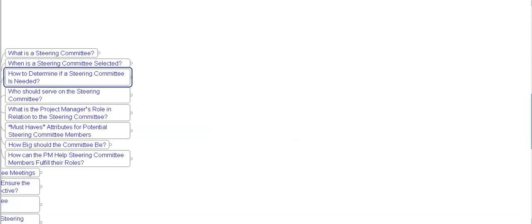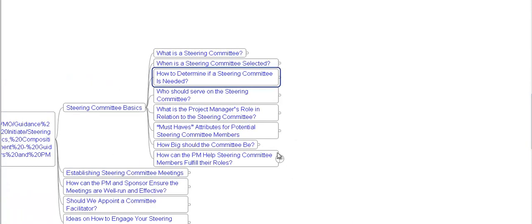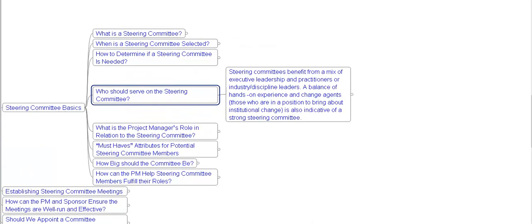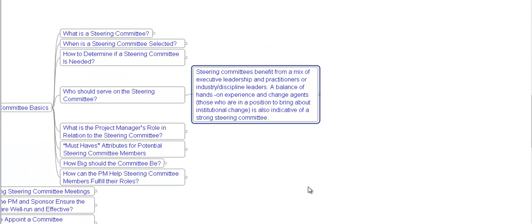Okay. Now let's see. Who should serve on the steering committee? The steering committee benefits from a mix of executive leadership and practitioner or industry discipline leaders. A balance of hands-on experience and change agents, those who are in a position to bring about institutional changes, is also indicative of a strong steering committee.